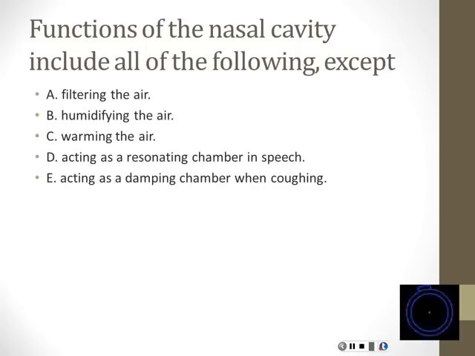All right. I have no idea what you all answered because my thing messed up, but you have to think through this one. So let's go through each answer. Okay, so filtering the air, we talked about that. So yes. Humidifying the air, that's what the conchae help to do.